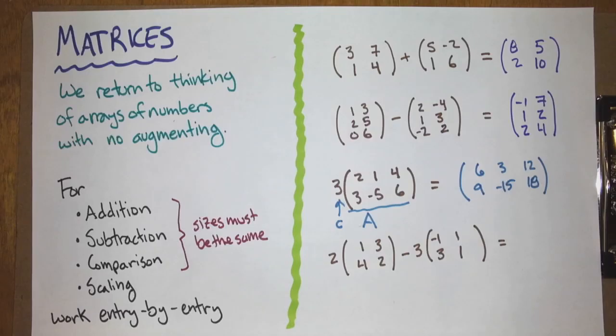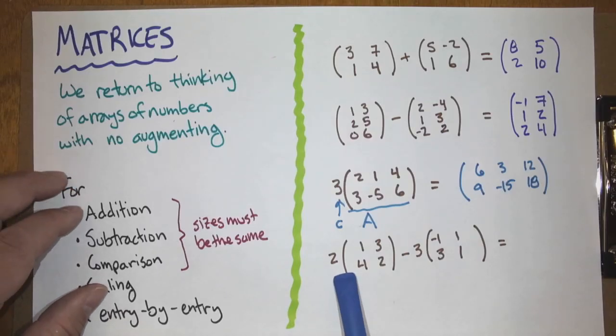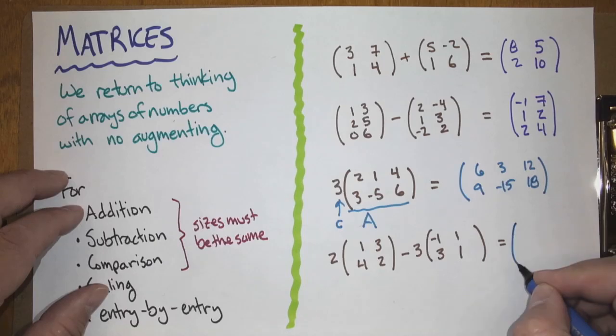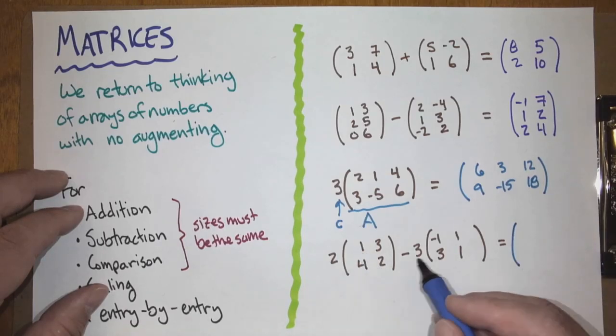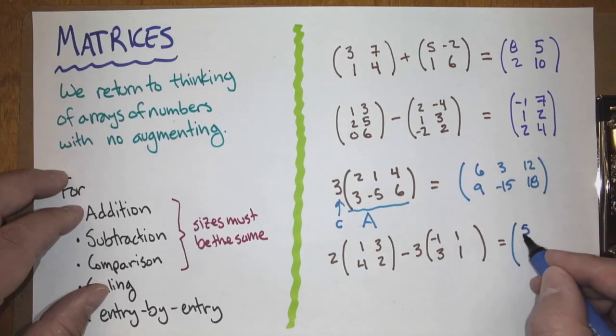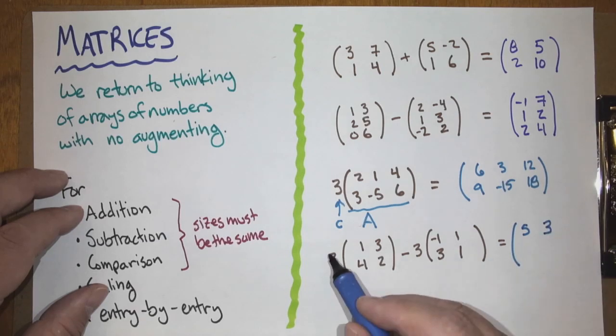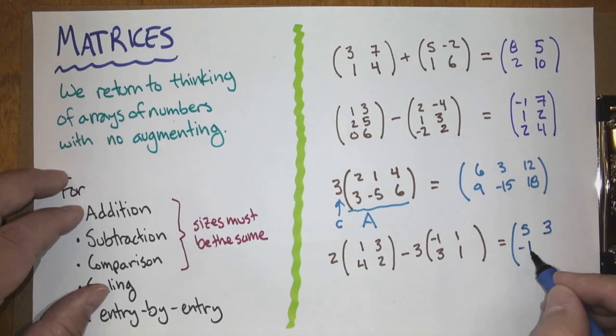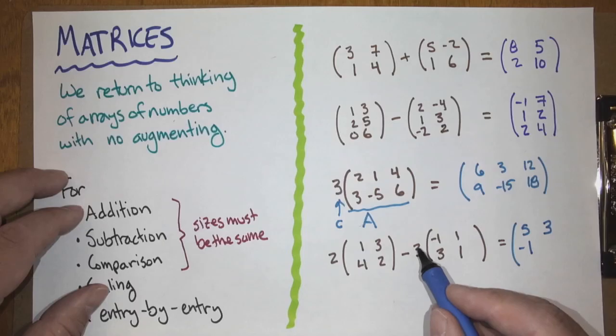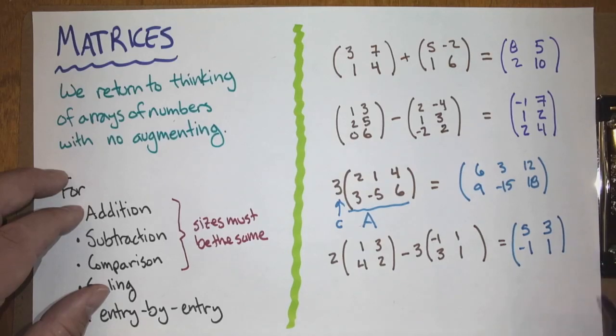And you can combine. So I can scale and add and subtract. So if you work through this, this will become 2 plus 3 is 5. 6 minus 3, 3. 8 minus 9, negative 1. And 4 minus 3, 1.